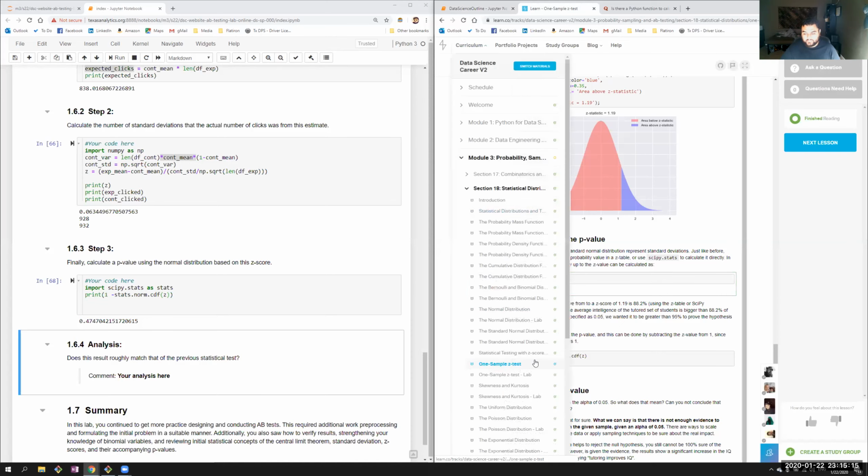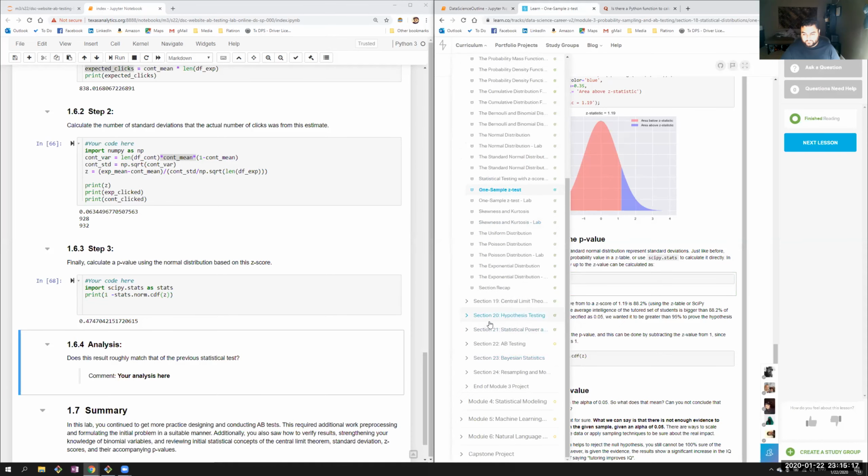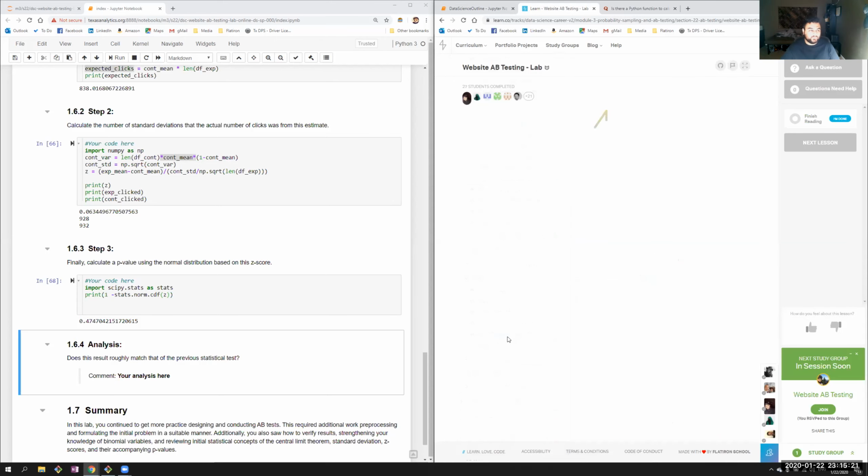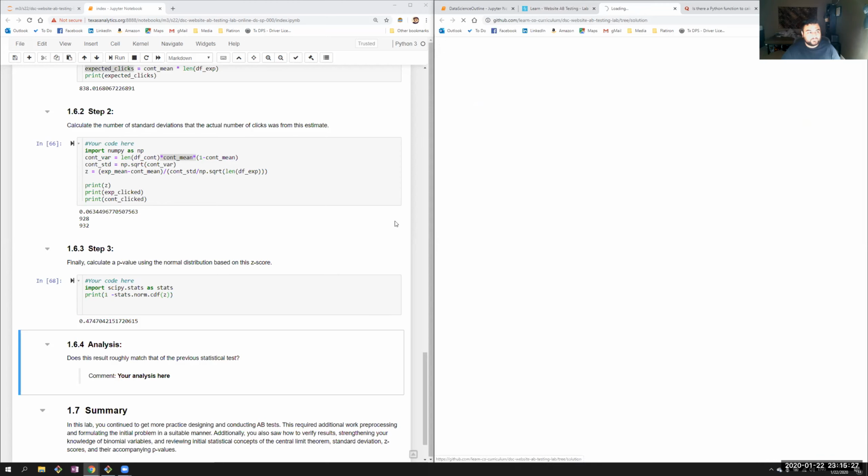1 sample z-test. Okay. It's the last lab. I really just want to get this done so I can move to Bayesian statistics tomorrow. I'm done. I'm done with you. Let's look at the solution.